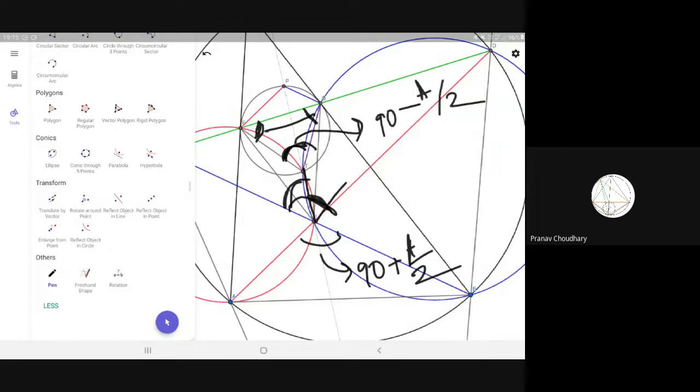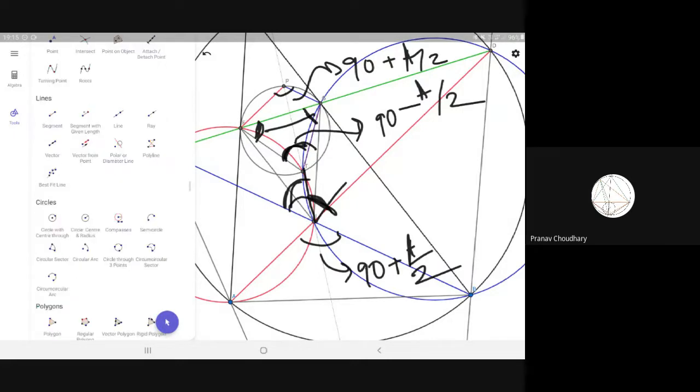And also note that angle FPG is basically the angle between the red and the blue lines, right? Here as well. So this is also 90 plus A by 2. So that basically tells you that FPGT is cyclic. So this was an important claim, right?